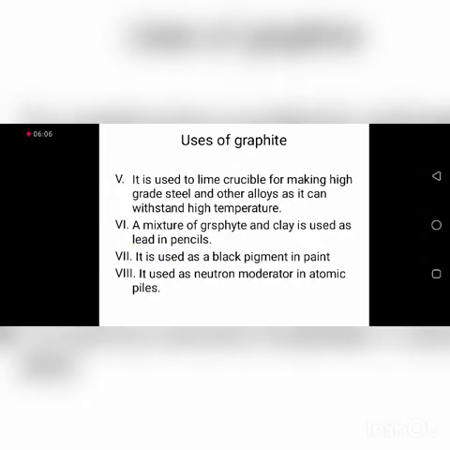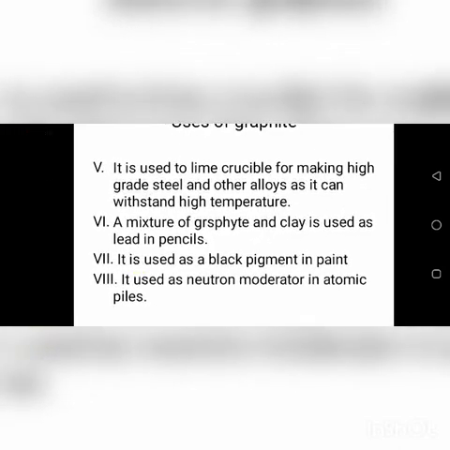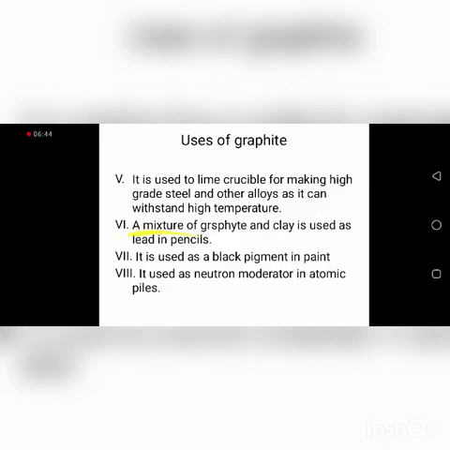The uses still continue. It is used to line crucibles for making high grade steel and other alloys, as it can withstand high temperature. We use crucibles in the chemistry lab to heat substances because they can withstand very high temperature. A mixture of graphite and clay is used as the lead in pencils. The lead in a pencil that you are seeing is a mixture of graphite and clay. Graphite is also used as a black pigment in paint. It is used as a neutron moderator in atomic piles. These are the uses of graphite.